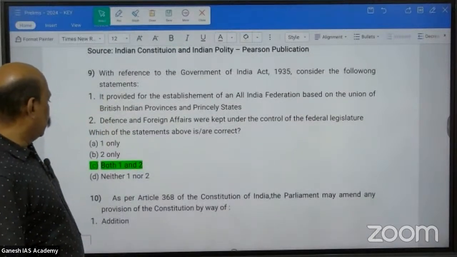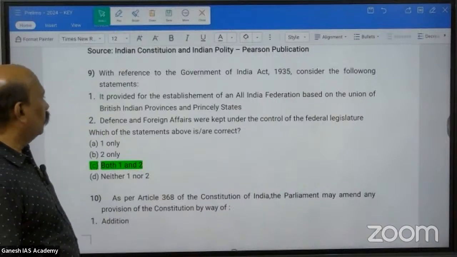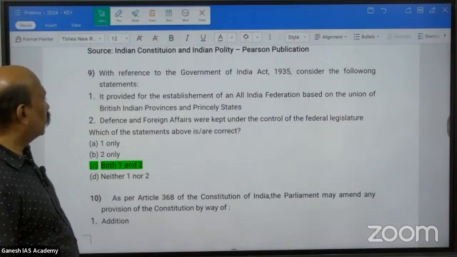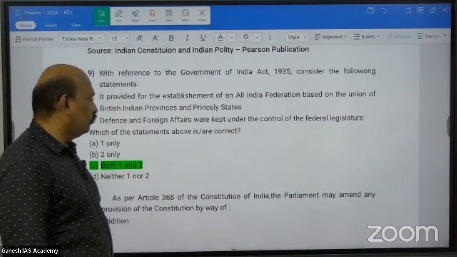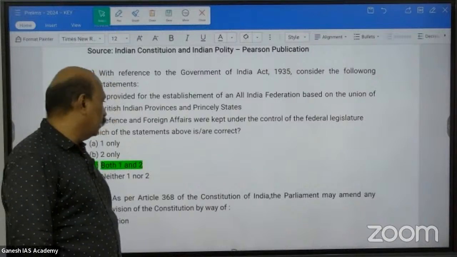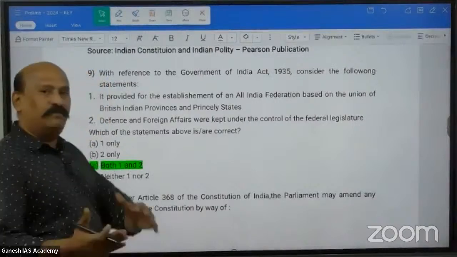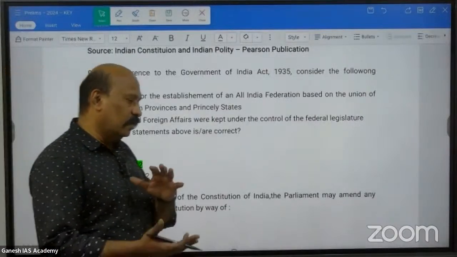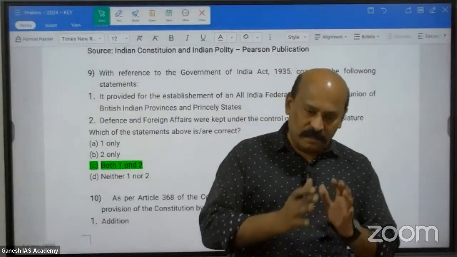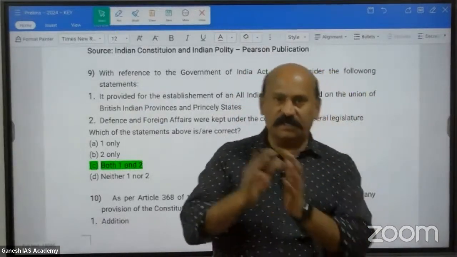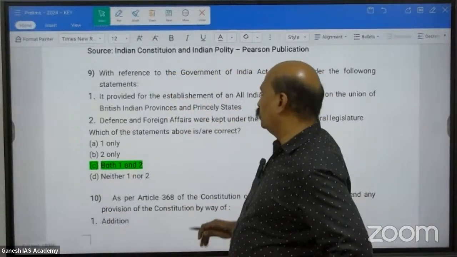This is also a factual question with reference to the Government of India Act 1935. Consider the following. It provided for the establishment of an All India Federation based on a union of the British Indian Provinces and Princely States. Yes, it is right. And Foreign Affairs and Defence were kept at the center, because it shifted the diarchy. The Government of India Act 1919 created a diarchy system in the provinces. The 1935 Act shifted the diarchy system to the center. So these two statements are correct.